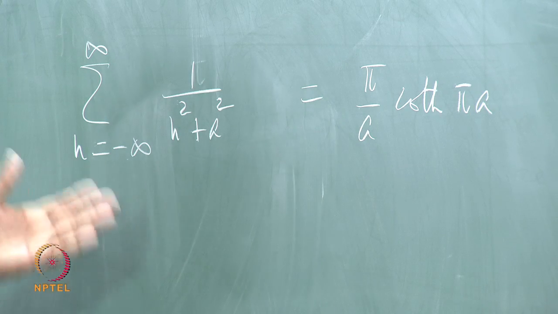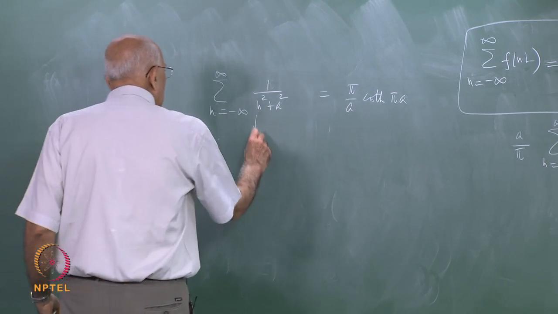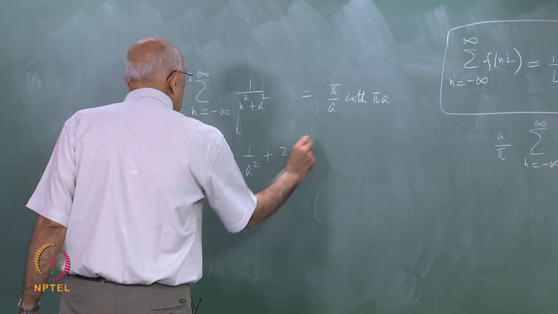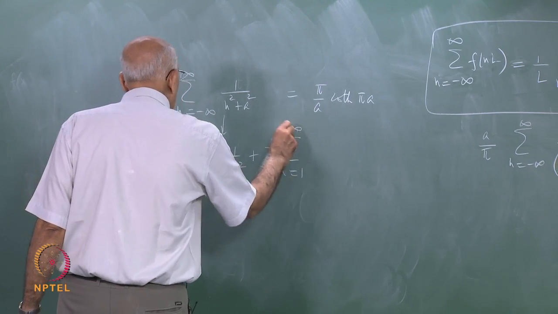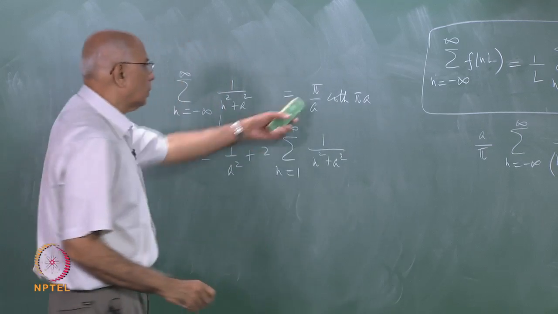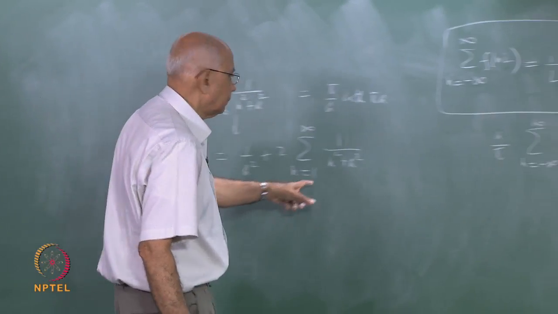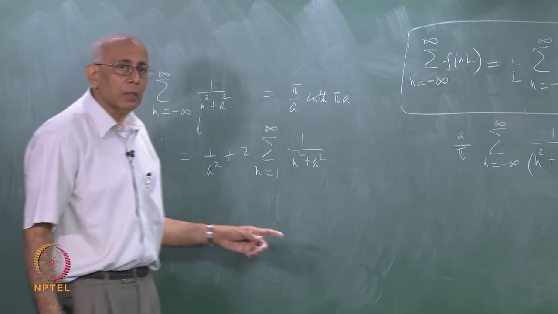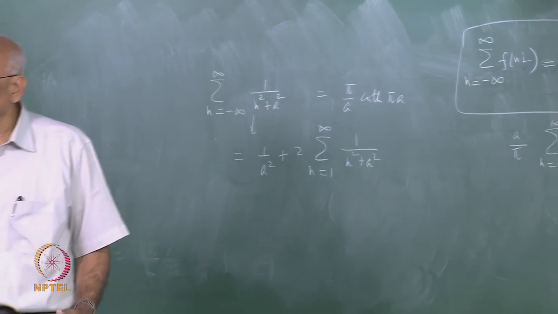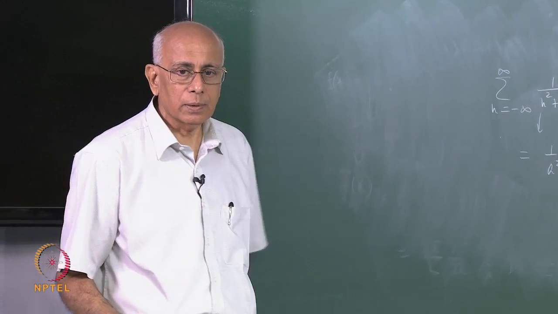Now of course what you should do is to separate out the n equal to 0 term and rewrite this. So you can rewrite this also as 1 over a squared plus twice the summation n equal to 1 to infinity 1 over n squared plus a squared, and then you get the usual expression for this sum. And if you recall, in this sum, if I set a equal to 0, what do I get? You get the zeta function with argument 2, so you get pi squared over 6 and so on.